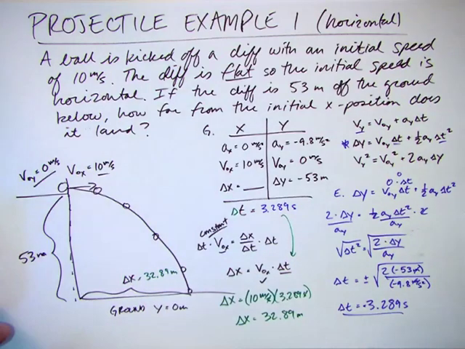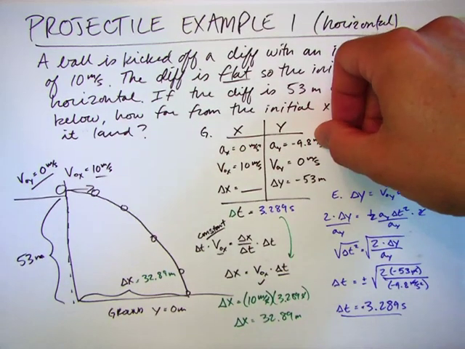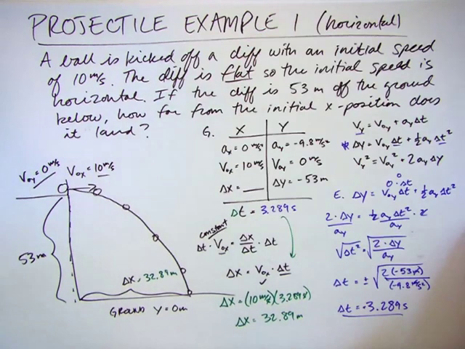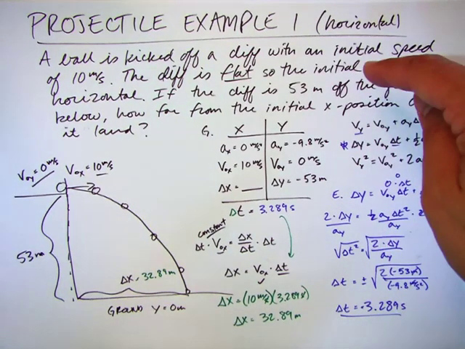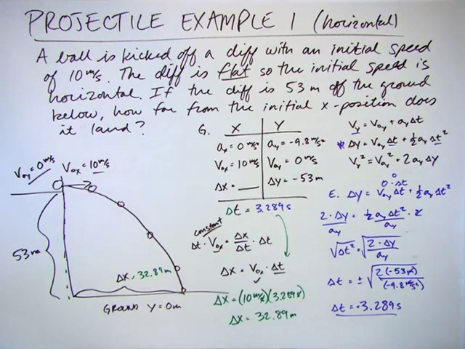Okay? So what were some of the keys there? To recap, I keep my x and y separate. Ay is negative 9.8, ax is 0. If it's a horizontal problem, initial y velocity is 0. The x velocity is constant throughout. And I connect the two with the time. And there is example number 1.